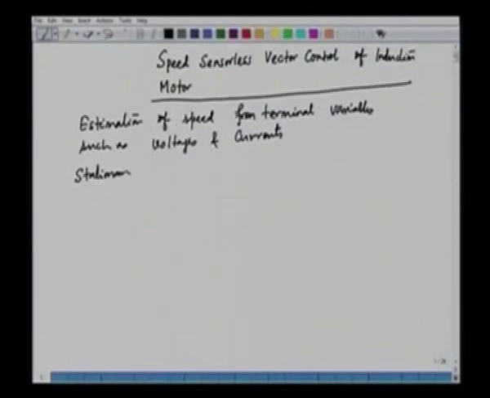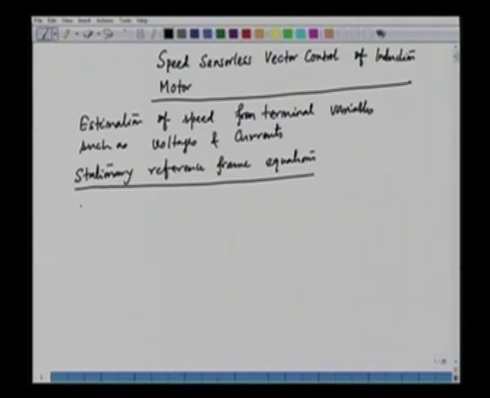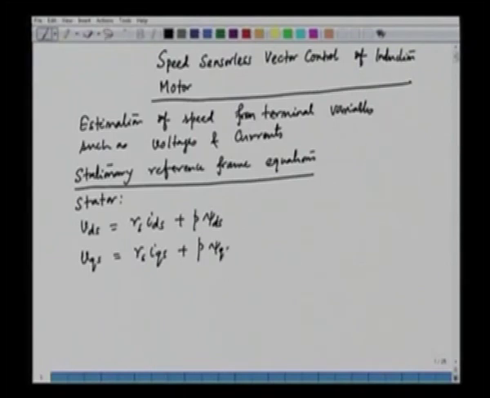So, we will write down the equations in the stationary reference frame for an induction machine. We will first talk about the stator. The stator equations are Vds equal to Rs Ids plus P psi ds in the d axis. Similarly, in the q axis we can have Vqs equal to Rs Iqs plus P psi qs.